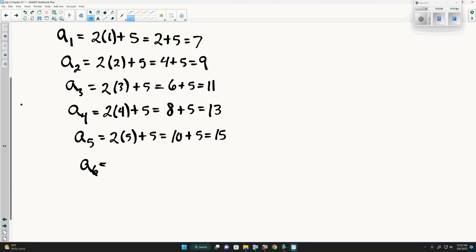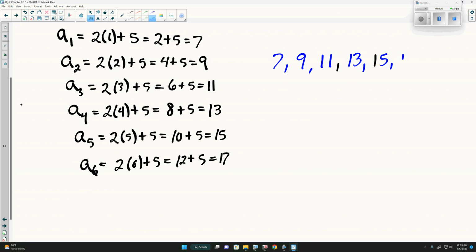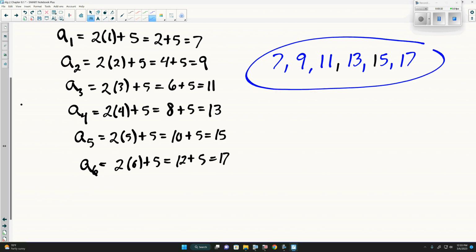And lastly, a sub 6, since we're trying to find the first 6 terms, would be what? 2 times 6 plus 5. 2 times 6 is 12, and 12 plus 5 is 17. So the first 6 terms of this sequence are 7, 9, 11, 13, 15, and 17.